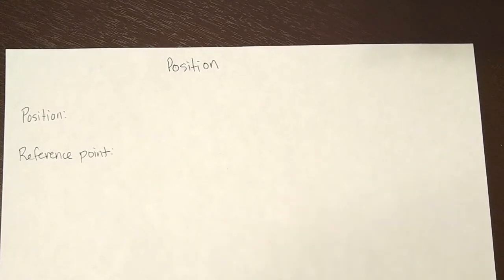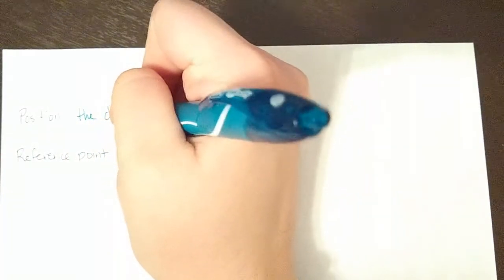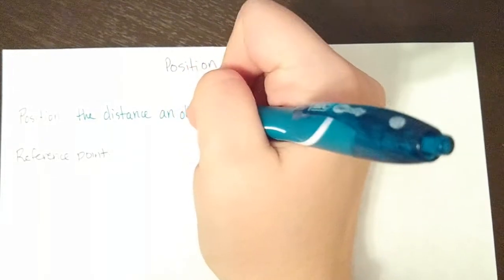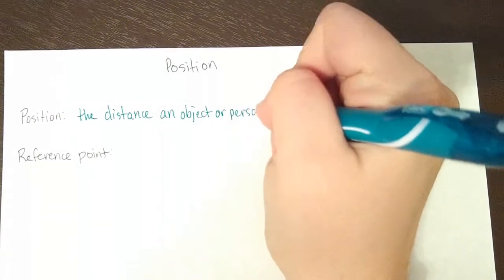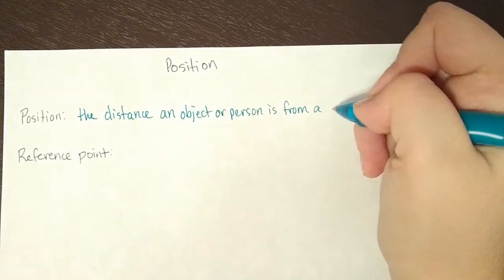So, we're going to define position as the distance an object or person is from a reference point.